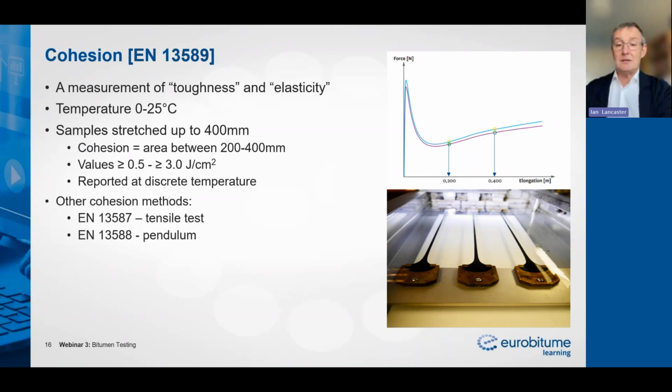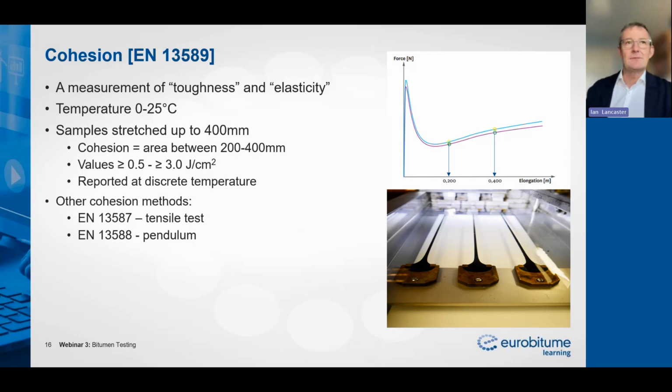Now, we only measure the cohesion between 200 and 400 millimeters extension. Everything outside of that we don't consider at the moment. We integrate the area underneath the curve between 200 and 400, and we compute a cohesion value. In specifications, we have a number of different classes ranging from greater than or equal to 0.5 up to greater than or equal to 3. Because we have a combination of cohesion energy, or cohesion value, and temperature, it's very difficult to make comparisons between binders.